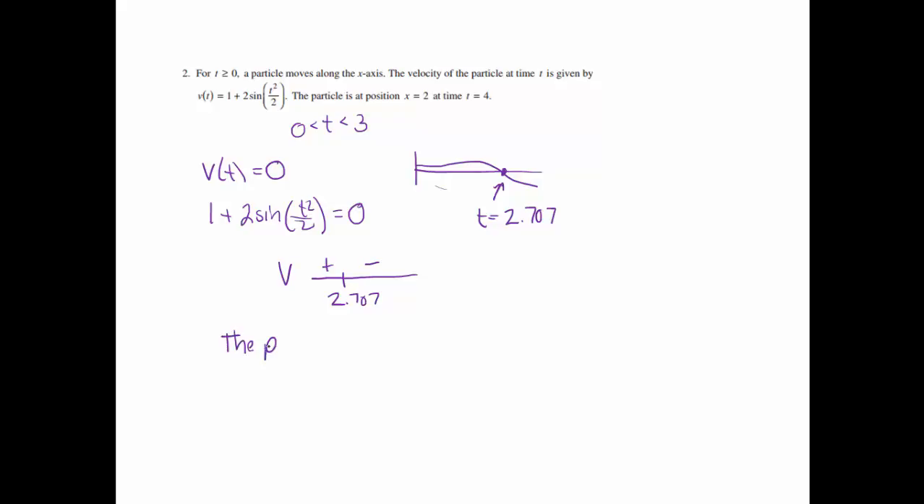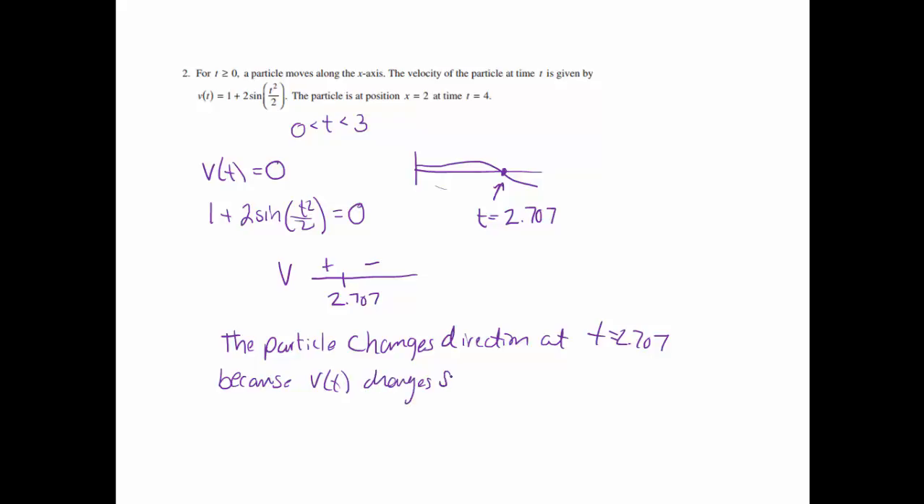2.707. So I will say the particle changes direction at t equals 2.707, and that would be because v of t changes sign. Okay, that was worth 2 points. If you found that t equals 2.707, that was worth 1 point, and then if you were able to give a justification, you got your second point, so that whole problem was worth plus 2.